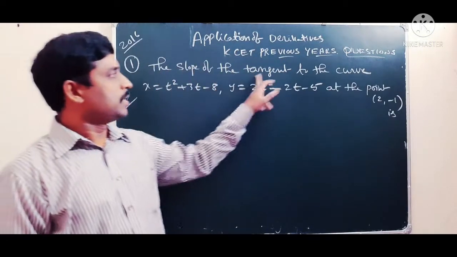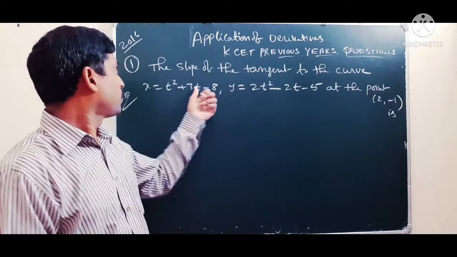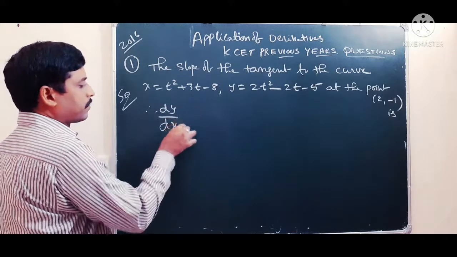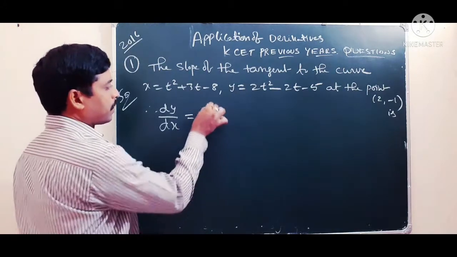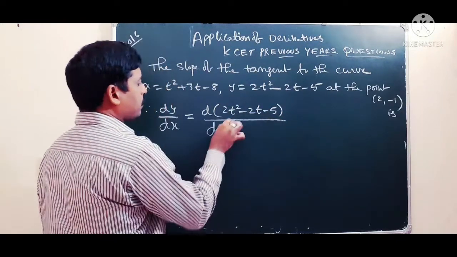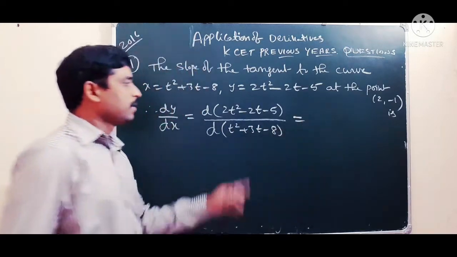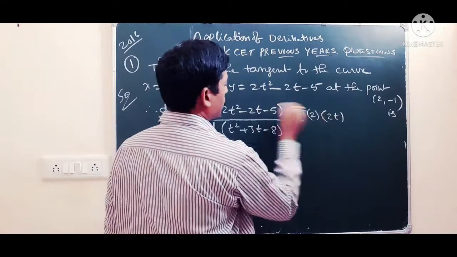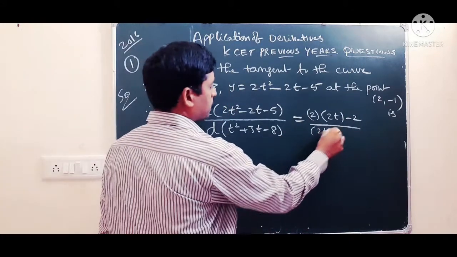The slope of the tangent to the curve, xy values are given, at the point 2 minus 1. This is from a 2016 question. Okay. Slope of tangent is denoted by dy by dx. The derivative of y, so y is 2t square minus 2t minus 5, by the derivative of x, which is t square plus 3t minus 8. This will be 2 constant. Derivative of t square is 2t minus 2, with respect to t. Differentiation of t square is 2t plus 3.